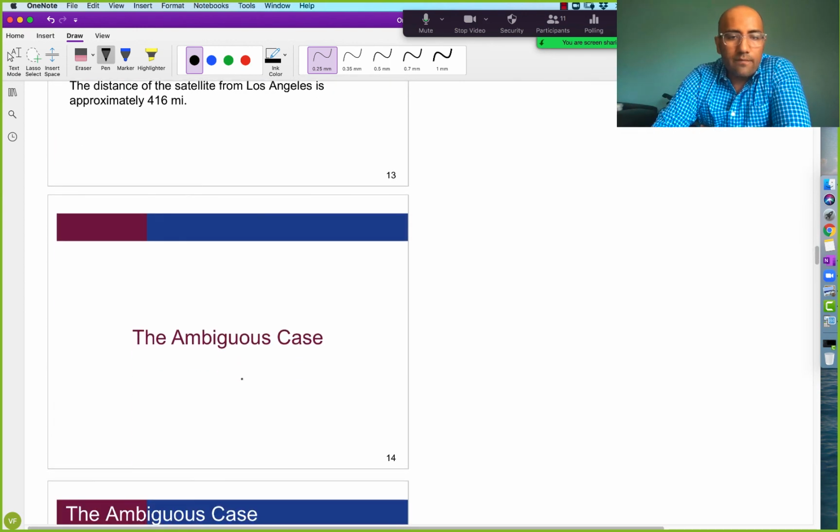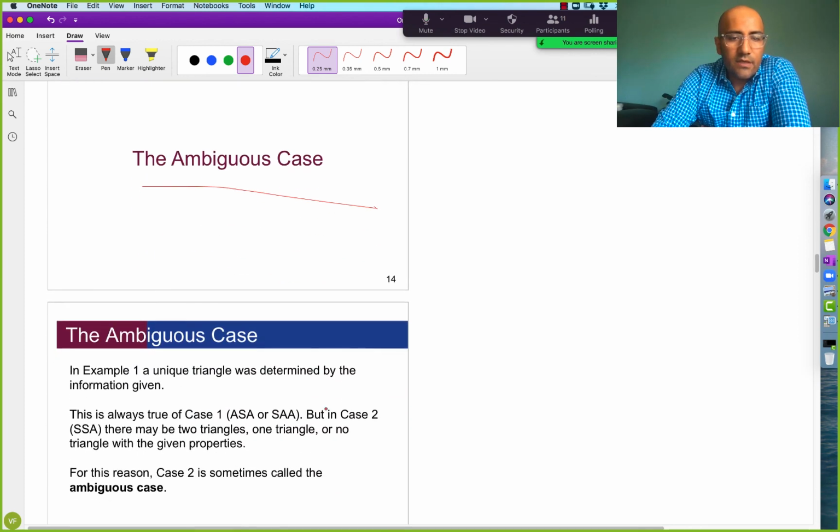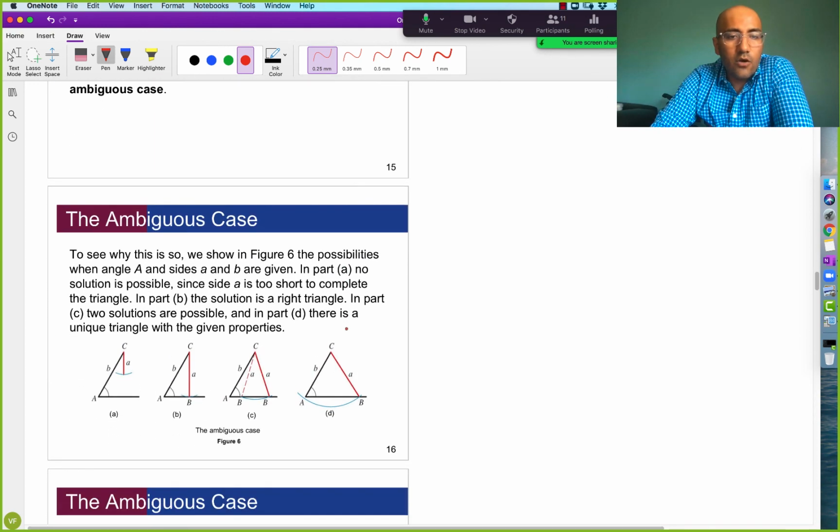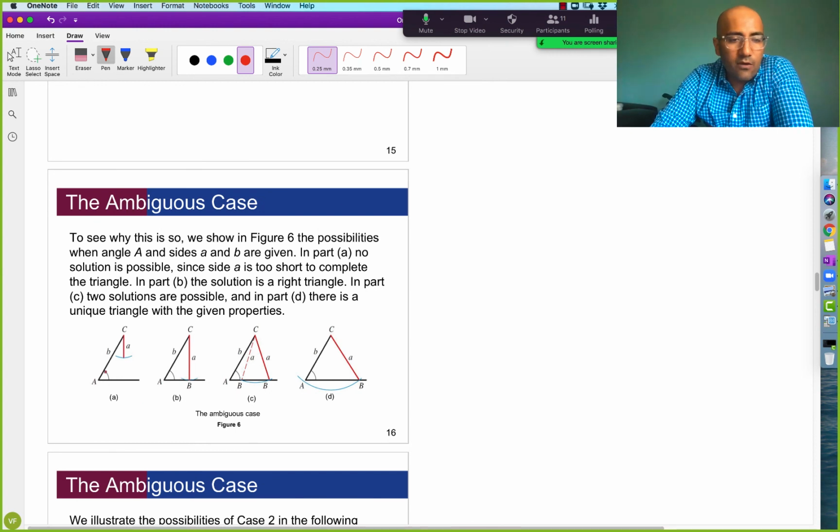No? Okay, now when you're solving these, we might run into something we call the ambiguous case. So the ambiguous case is noting that sometimes the information that's provided might result in two different triangles that satisfy the conditions given. There's also going to be the possibility that we get no solution. So here's some drawings of some examples. So let's say that angle A is given, side B is given, and side A is given.